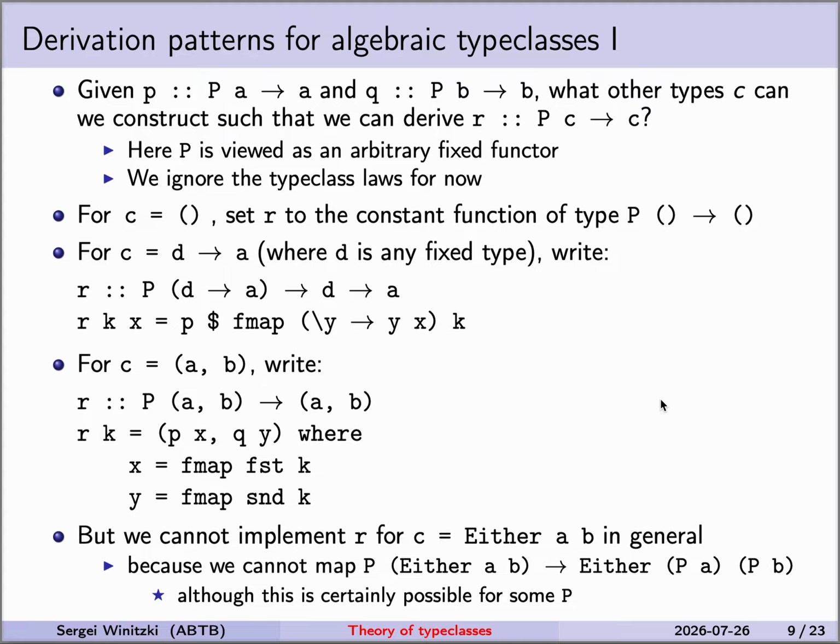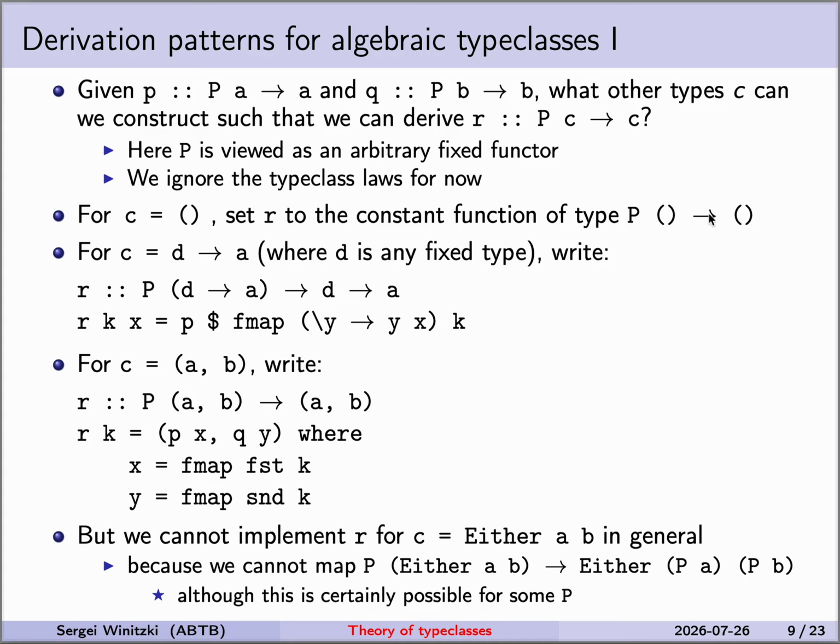Now, the main reason why we're looking at this is because the type class derivation patterns are very different for algebraic type classes and for co-algebraic type classes, so they have to be studied separately. We begin by looking at algebraic type classes. And for now, we will not look at type class laws. We just look at the type signatures that have to be implemented.